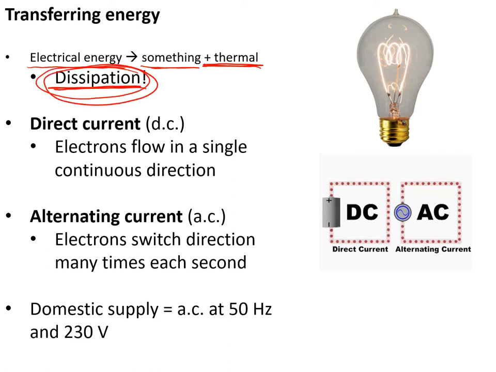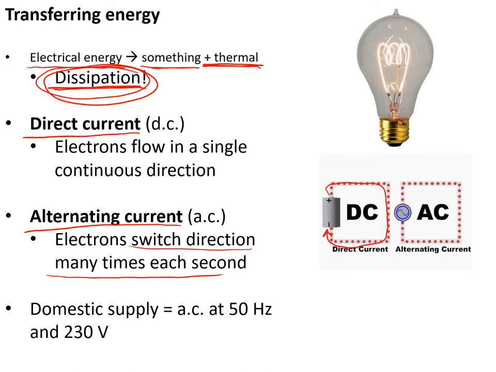Okay. Now, in terms of the electrical current that is used in different circuits, we can either have direct current or alternating current. In direct current, electrons flow continuously in a single direction. So direct current is abbreviated DC, and you can see DC current here. If you look at these electrons, they are just moving continuously around in the same direction. The alternative is alternating current, in which the electrons switch direction many times each second. We call that AC, and you can see that on this diagram here. The electrons are going backwards and forwards and backwards and forwards. So they keep switching directions.